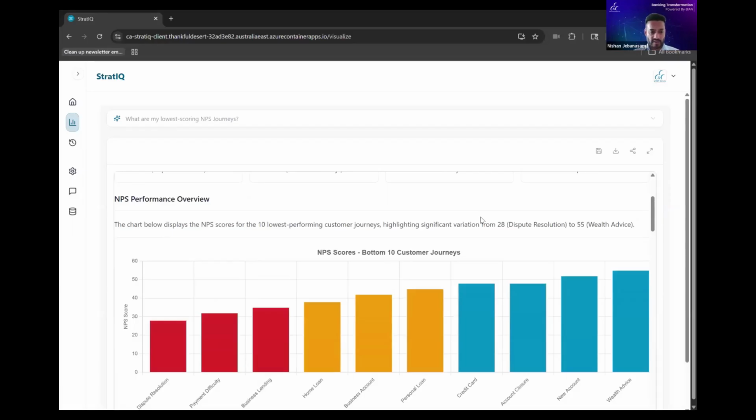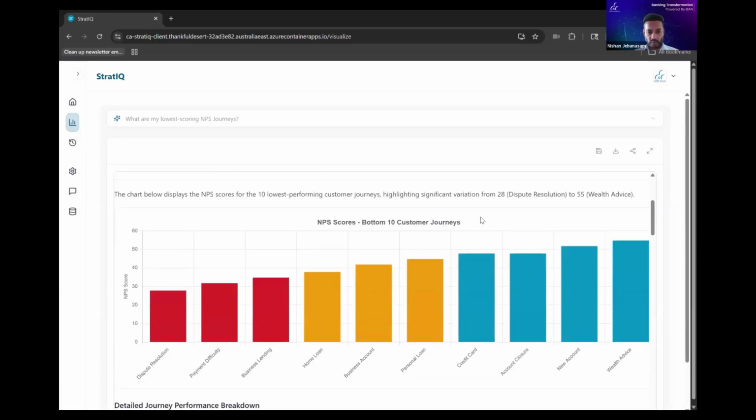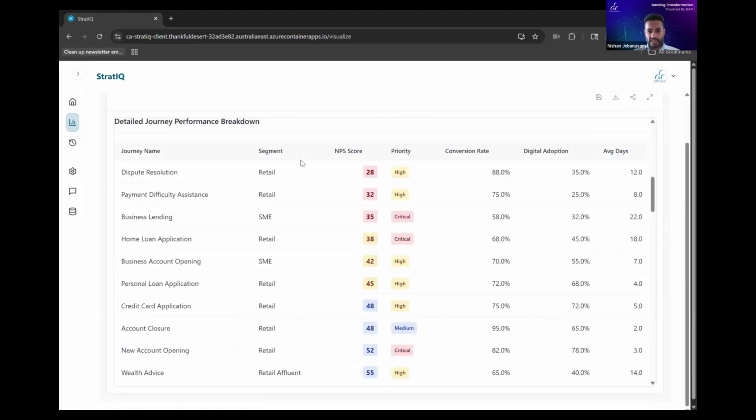So if we look at the ones in red, dispute resolution, payment difficulty, business lending, these are your bottom performers in terms of customer journeys, right? And you can see the net promoter score. So we already know where to start focusing, right? We've got these three journeys that are underperforming quite a bit. And we can see a breakdown, right?